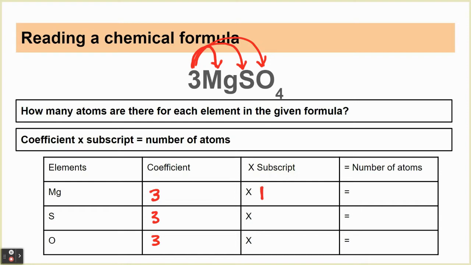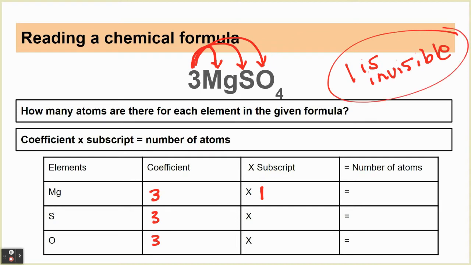Remember, and let me write it down again: 1 is invisible. You can't see it, but it's there. So Mg doesn't have a visible subscript, but again, it's just a 1. It's invisible. How about the S? What's the subscript for the S? 1.